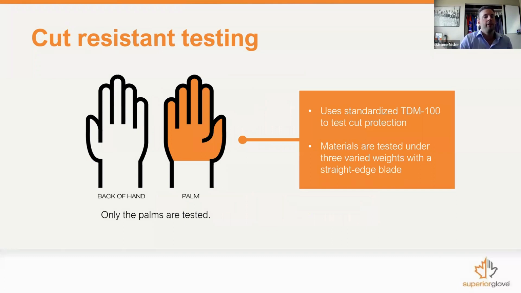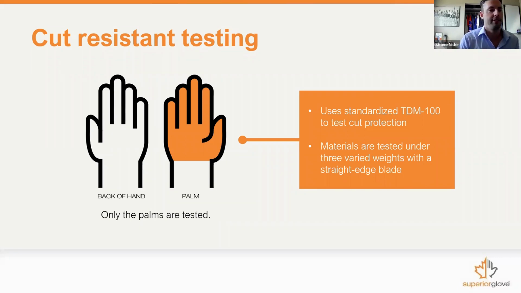And so the first category, and again, we're going to look at cut, abrasion, puncture, heat, and impact under the ANSI ASTM guidelines. And so the first one we have here up on the screen is cut resistance. Cuts and lacerations are at the top of the list in terms of hand injuries and incidents. And for most safety managers, it's top of mind.